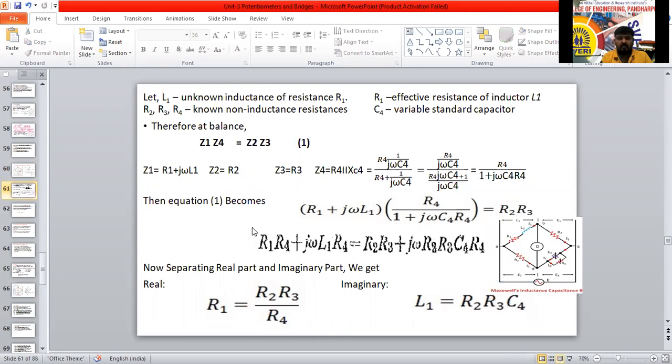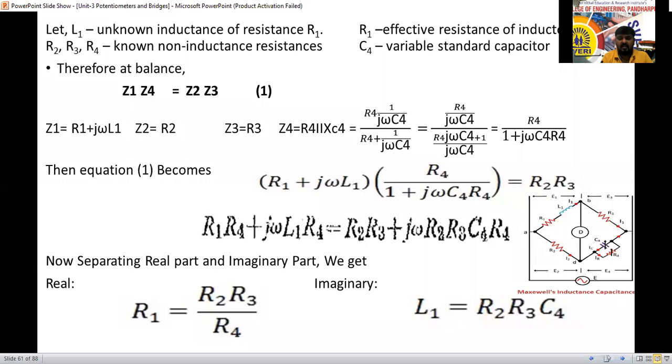Is R1, R4 the real term or the imaginary part? R1, R4 is the real term. So I will write here R1, R4. Next, this one, j omega L1, is the imaginary term, and I will mark it as the imaginary term. Equal to is there.